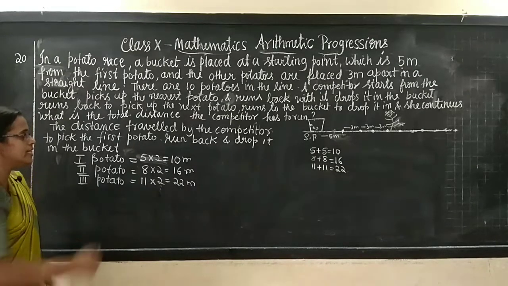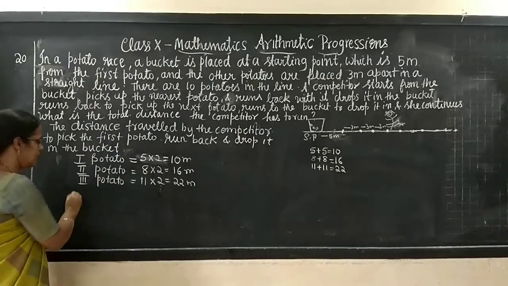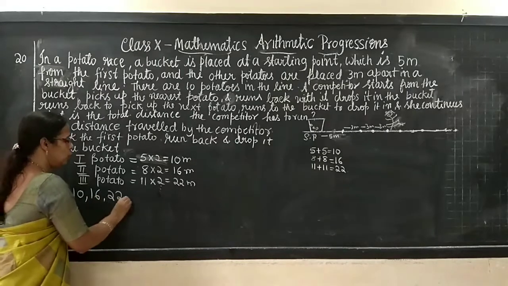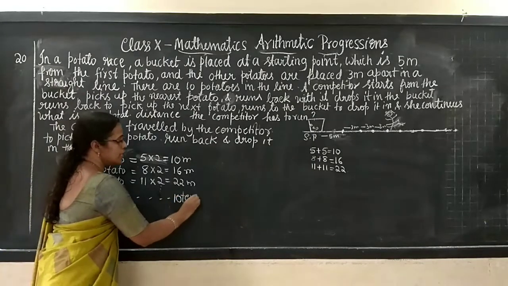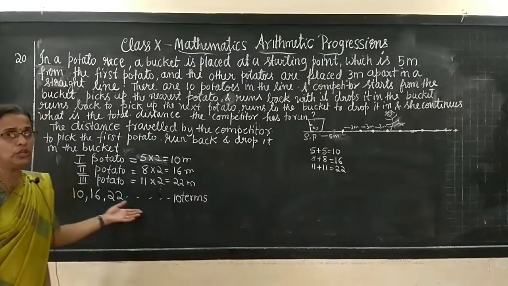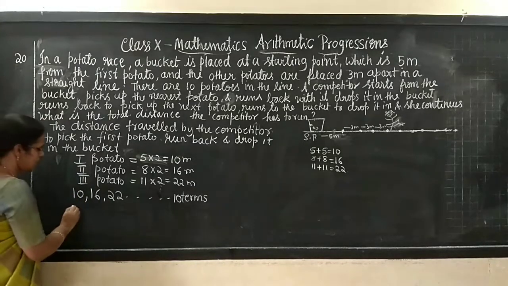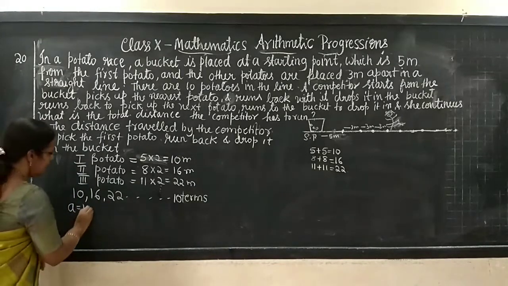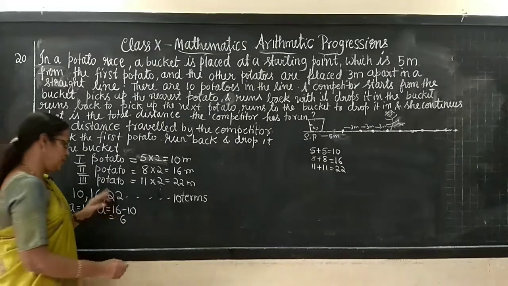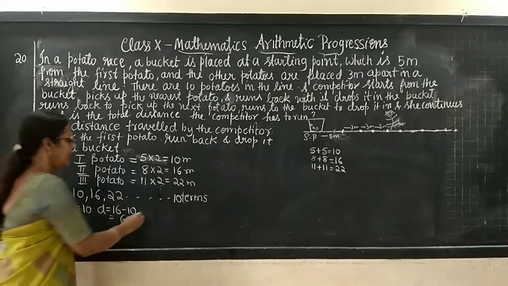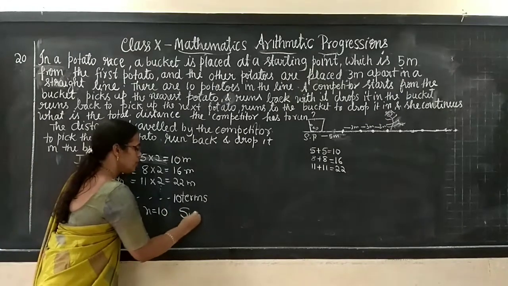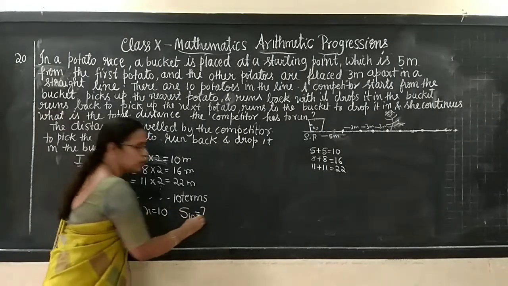Okay, so total distance in the sense I got one sequence here. What is our sequence here? 10, then 16, then 22. Like that, how many terms? 10 terms. These 10 potatoes are there. Okay, so what is the total distance she has to move? That you have to find out. Okay, so then first term is already known. That is 10. Then the common difference is 16 minus 10. That is 6. Then 22 minus 16, 6, right? Then n is 10. 10 potatoes are there. Then what is the total distance she has to move to pick the 10 potatoes? Okay, so that you have to find out.